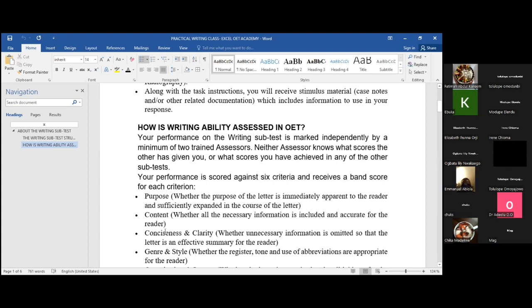And then the next one, which is conciseness and clarity. This one deals with your ability to remove unnecessary information. So for example, I'm writing to a dermatologist for that patient that has psoriasis, and then I'm including, he had a fracture 2 years ago. And then another thing is, he had, let's say, a brain tumor.